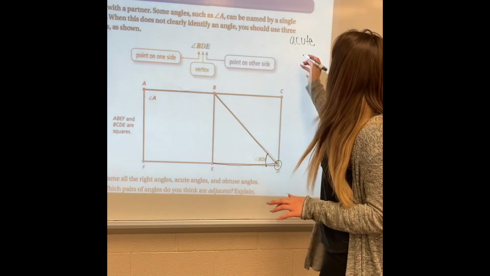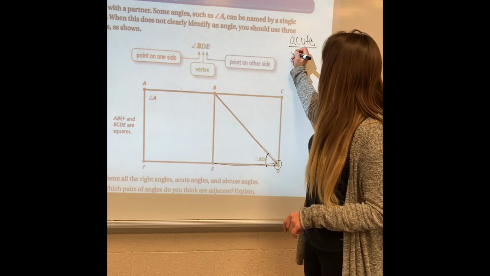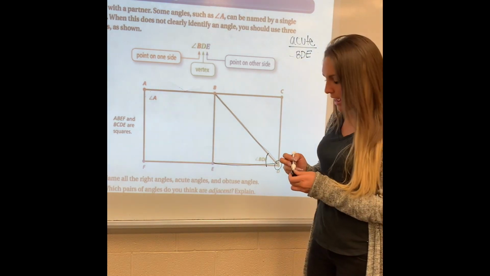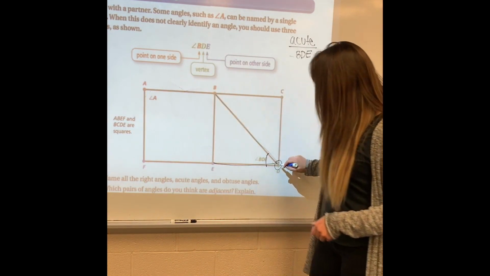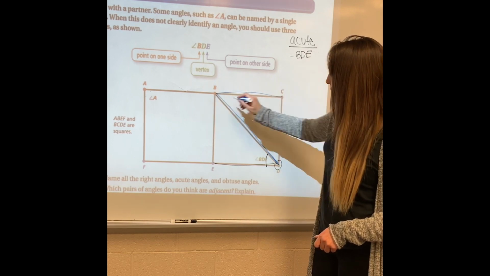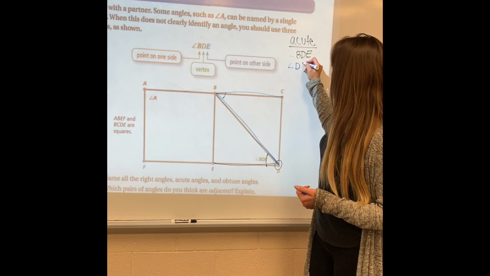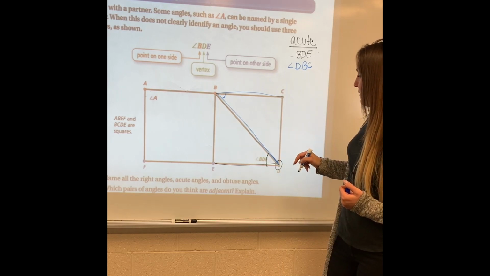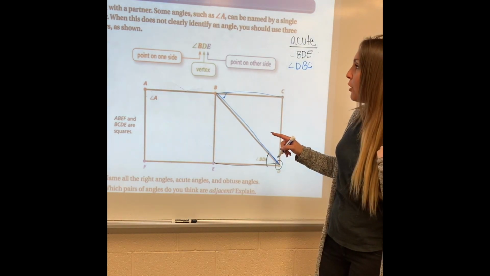There we go. So we've got some acute angles. This angle BDE would be an acute angle. Another acute angle would be, let's say, DBC. This angle right here, that's less than 90. So angle DBC. You should be able to find at least 2 more on your own.